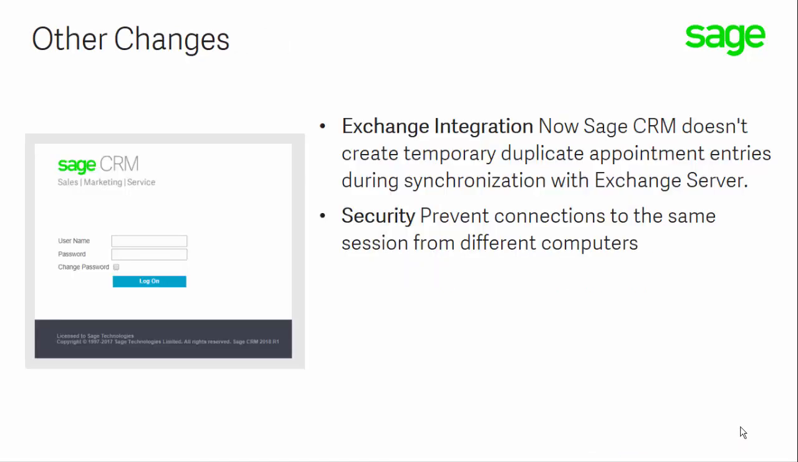There are other important changes. For example, within the Exchange integration, now Sage CRM doesn't create temporary duplicate appointment entries during the synchronization with Exchange Server. And there's also been an improvement around security, which prevents connections to the same session from different computers.